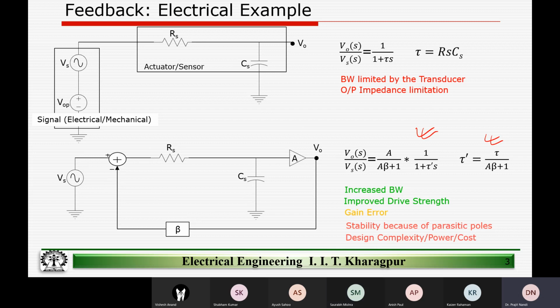And of course, because we are using an amplifier and with all this feedback, the design complexity increases. This amplifier also will take its own power, and you have to buy this amplifier from the market. So you will have to spend more. In addition to the actuator and the sensor, you need to buy the amplifier, or you need to design the amplifier yourself, which will increase the system cost, right?